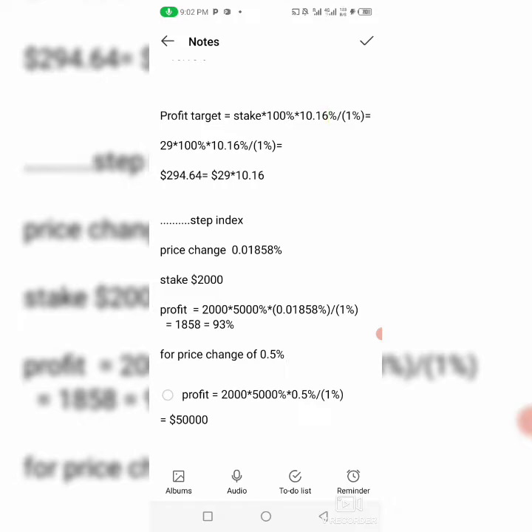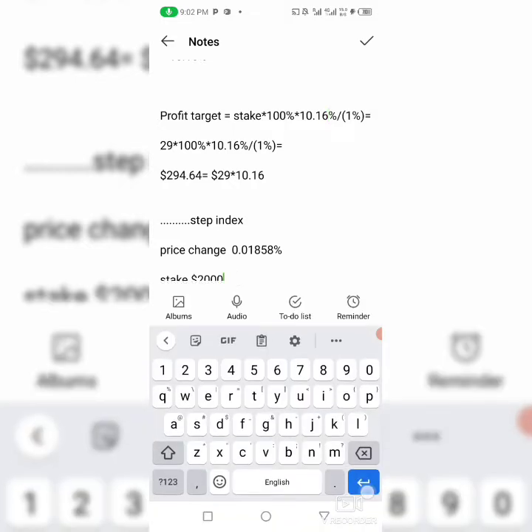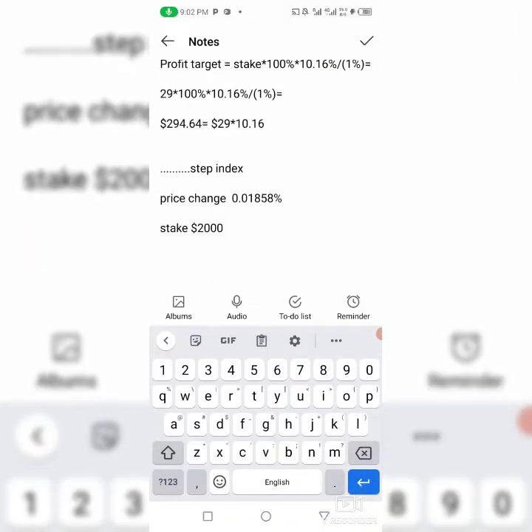Okay, so for step index, the price change is 0.01858%. This is assumed, like we just calculated it, that assuming we stake $2,000 with a multiplier of 5,000%. So here the multiplier is 5,000%. Let's write the multiplier. Multiplier is 5,000%. Don't mind the structure of the script.